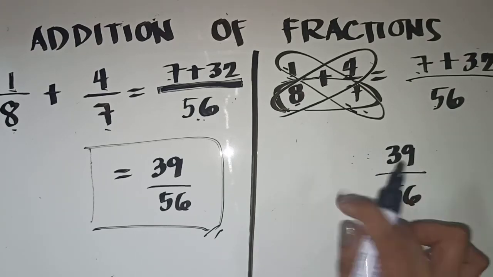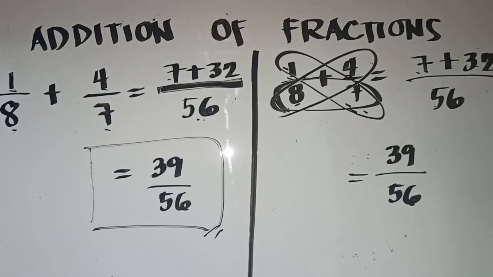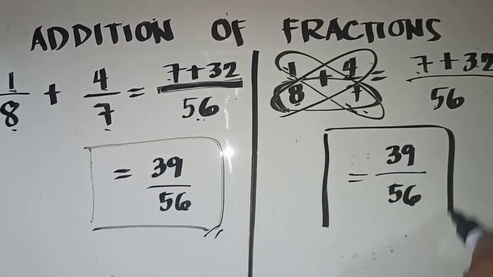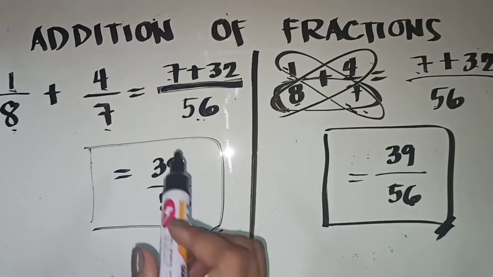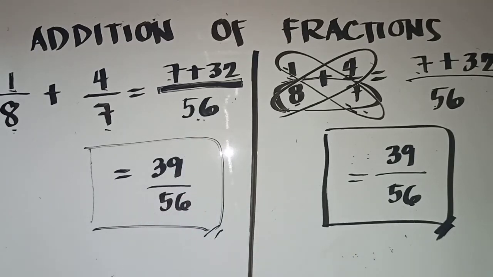So, as you can see, magkatulad lang ang nakuha kong sagot kahit anong way ang gamitin ko. So, kahit gamitin ko or kunin ko si LCD, 39 over 56 ang nakuha kong sagot, at kahit ang ginamit ko is butterfly method, 39 over 56 pa rin ang nakuha kong sagot.